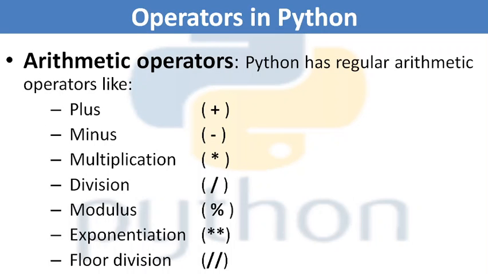First is arithmetic operators. So what are the operators available in Python in this group? First is plus, minus, multiplication, division, modulus. Modulus is for remainder. Then exponentiation, and then floor division. So let us take it one by one in our Spyder IDE.